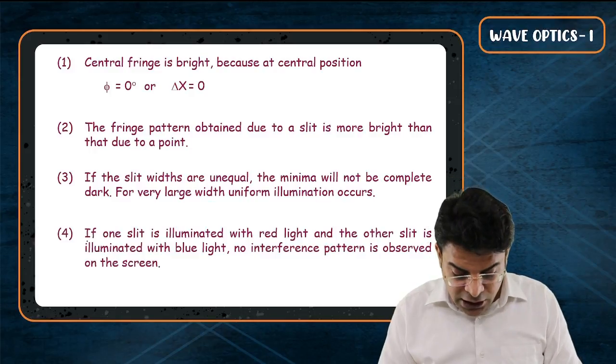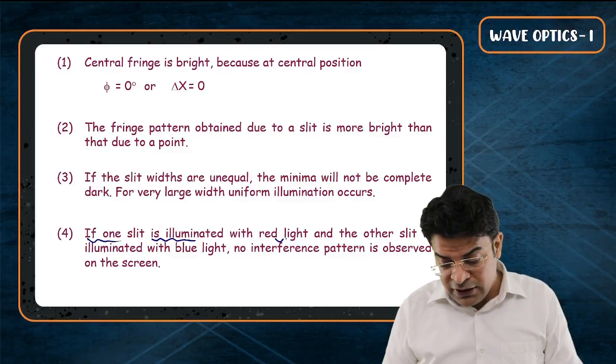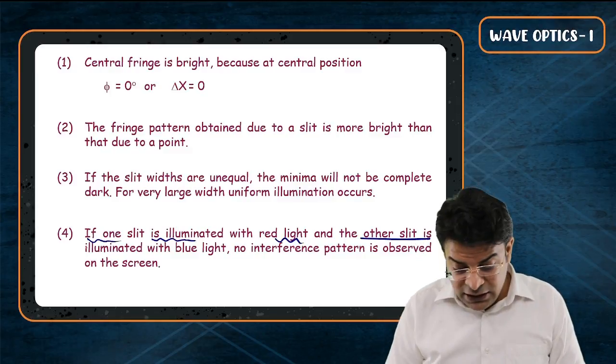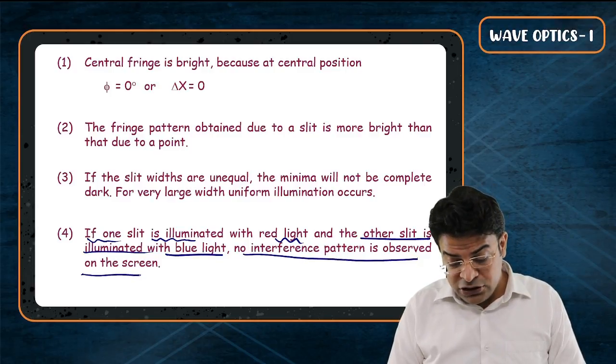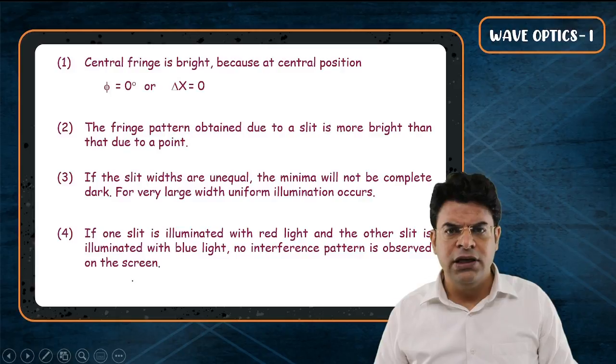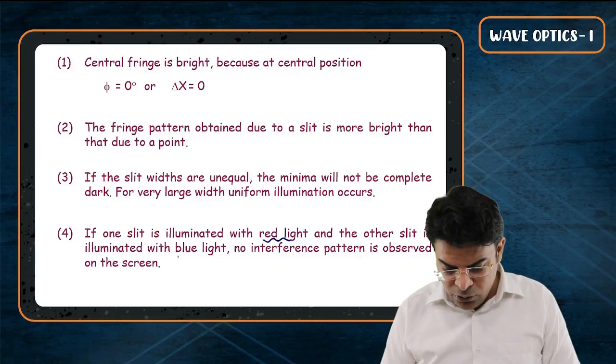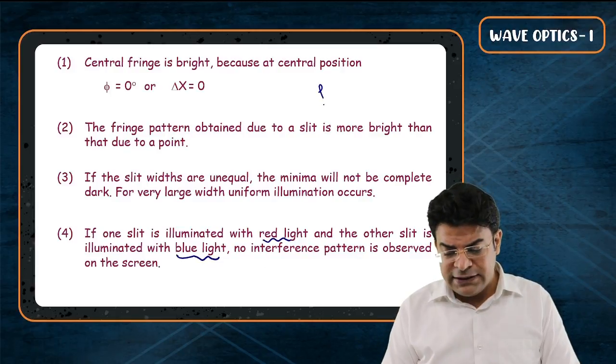Next point: if one slit is illuminated with red light and the other slit is illuminated with blue light, no interference pattern is observed on the screen. Obviously, red light and blue light have different frequencies.